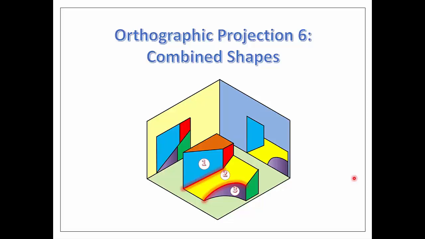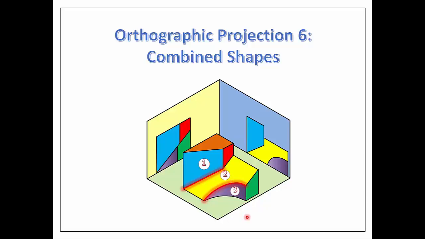In this video we're going to look at what to do if you have an object which is made up of the interaction between different shapes. Looking at the example that we have here, we see an object with three different shapes. We have this block being added to this slope piece, and we also have the interaction between this curved piece being subtracted from our slope piece.